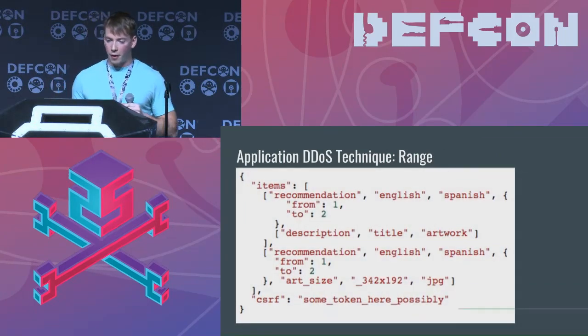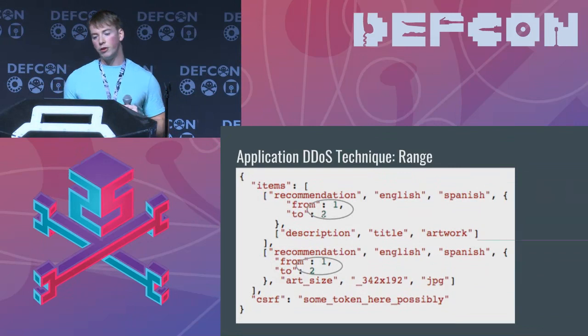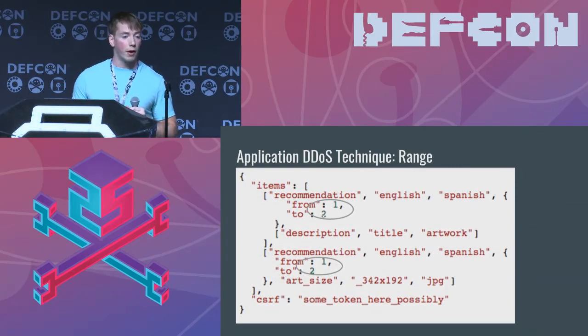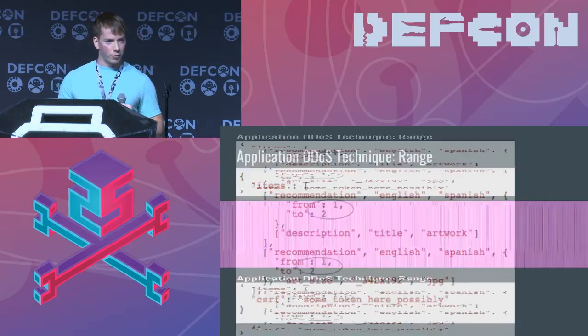So the first technique is range. You'll see here that we have a request for items, once again recommendations, and we have a from and a to here. So if we go from 1 to 2, what if we change it from 1 to 200, to 20,000, to 2 million? And you're probably thinking to yourself, this feels a lot like what a scraper might do.